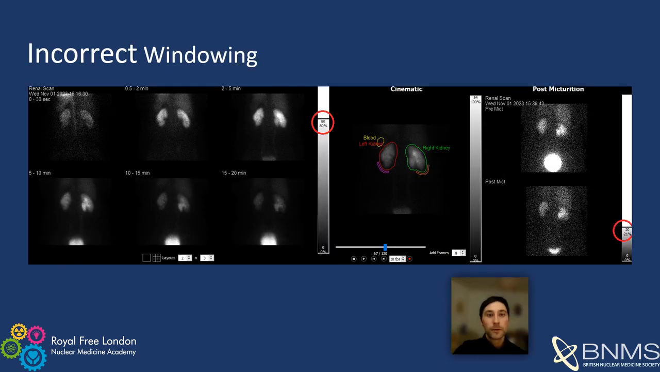This demonstrates incorrect scaling of images. It gives the impression of incomplete drainage. Summed and pre- and post-micturition images should be scaled to the same maximum and not to their individual maximums to show the true picture.